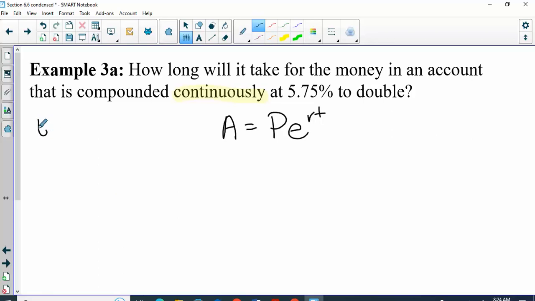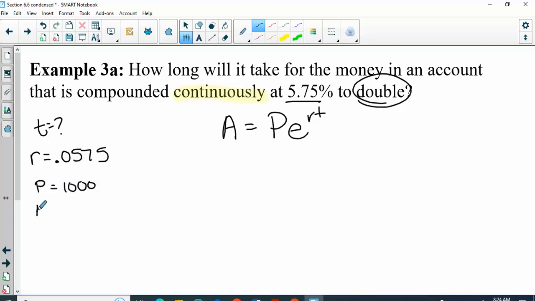I'm asking for how long. I don't know my time. The 5.75% is my rate, but remember, how do we use it? 0.0575. Okay. And I didn't give you a lot of information. I just said I want it to double. So I didn't really tell you how much you started with. Pick an amount then. What do you want to start with? 1,000. If it doubles, then how much do you end with?